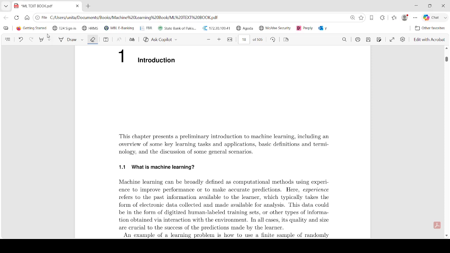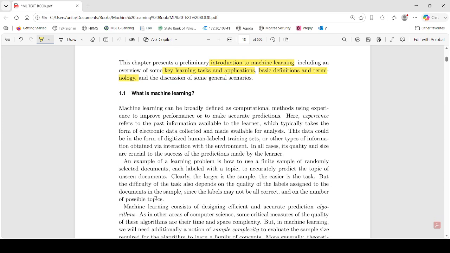Hello. In this chapter, we will see the introduction to machine learning, key learning tasks and applications, and basic definitions and terminology. So, first of all, we start with the introduction to machine learning. Basically, machine learning can be broadly defined as computational methods using experience to improve performance or to make accurate predictions. It means machine learning is used to make accurate predictions.